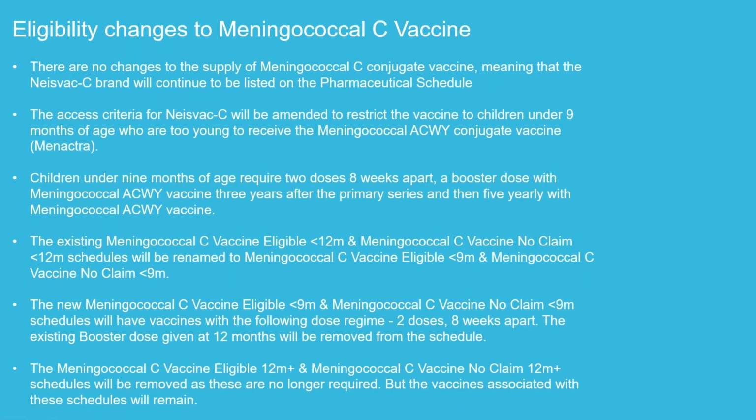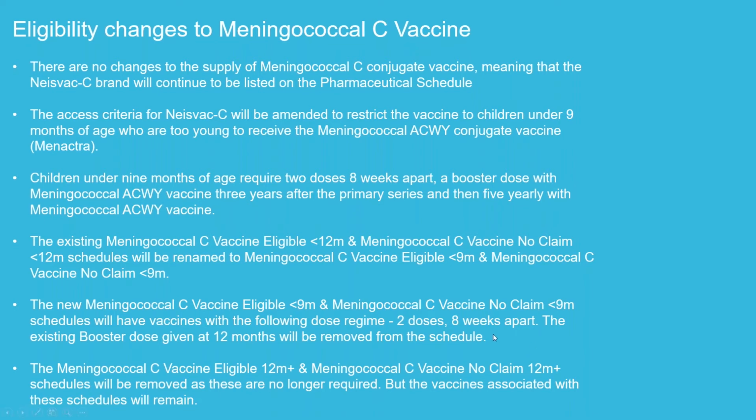Right, this slide's a little bit busy. So from the 1st of July, the meningococcal C vaccine can only be given to patients who are under 9 months, which means that the existing schedules that allow the vaccine to be given to patients up to 23 months will be amended or removed from that schedule.